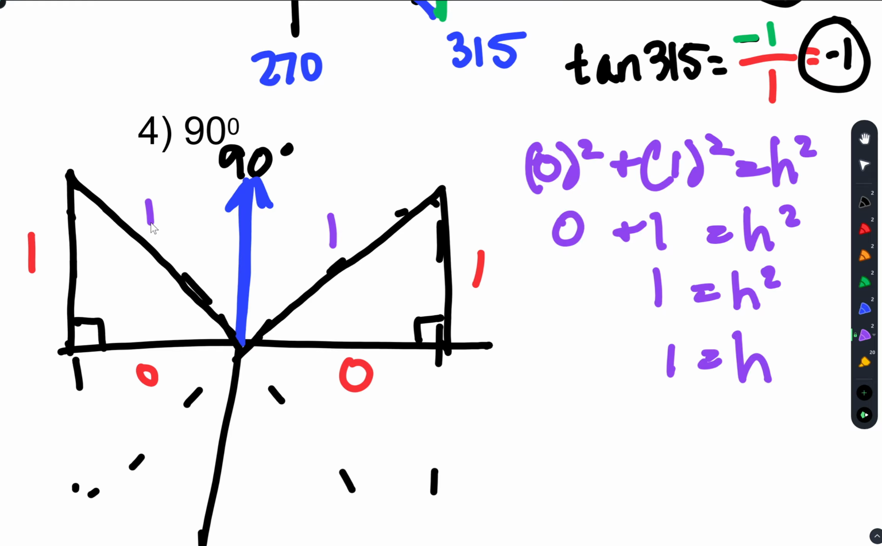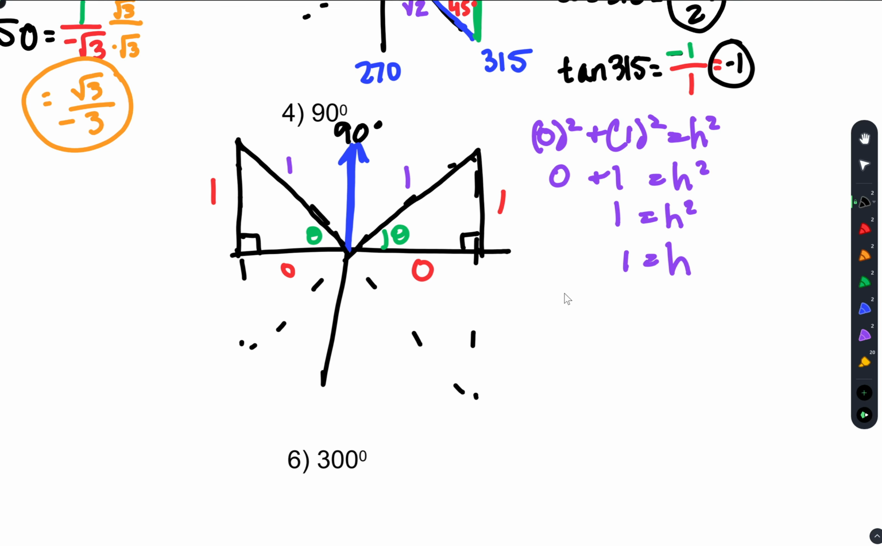Everybody cool with that? So again, even though these are fake triangles, I still have technically a reference angle. It could be here or it could be here. Doesn't really matter which one you decide to use. But let's find sine, cosine, and tangent for these imaginary little triangles. So for sine of 90, I start with my reference angle. I want opposite over hypotenuse. So 1 over 1 is 1.